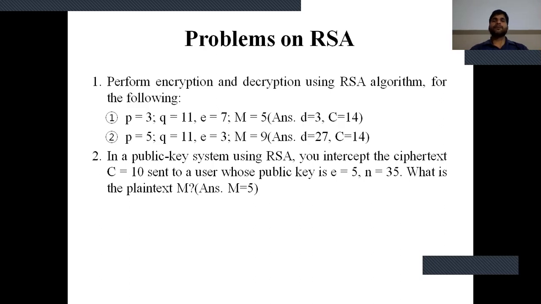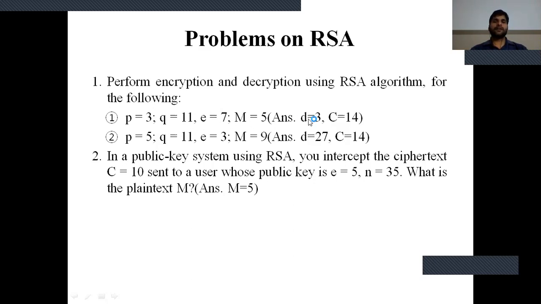Now some assignments for you, students. For encryption and decryption using the RSA algorithm for the following: P equal to 3, Q equal to 11, E equal to 7, M equal to 5. You have to find the decryption, and calculate what the ciphertext will be. That is, ciphertext equal to message M to the power encryption key mod n, where n is 3 into 11 equals 33. Then we can easily solve.